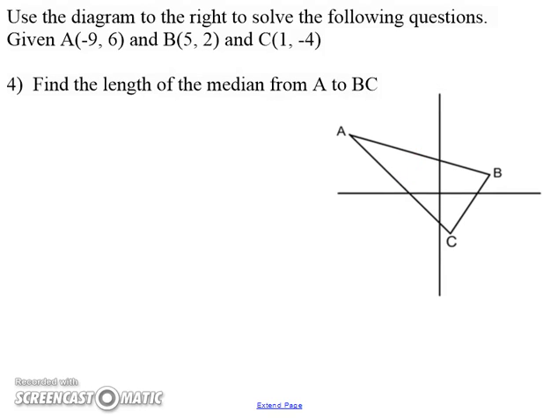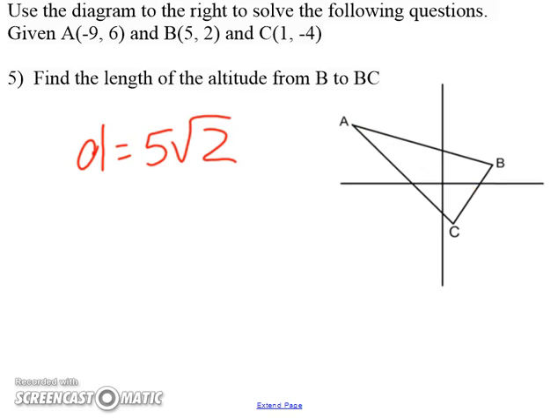This next one is the length of the median from A to BC. So I'm going to draw the median from A to BC. That means I know that I have the midpoint, so I need to find the distance of that. Go ahead and pause the video and solve these, and then the answers will be there in a second.